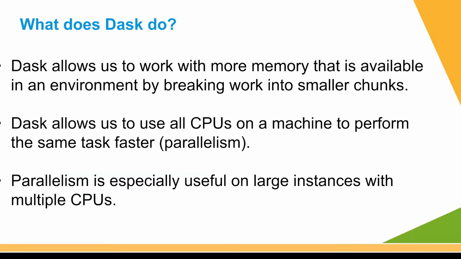So first, what Dask does. It allows us to work with more memory than is available in an environment by breaking our work into smaller chunks. So instead of loading one large contiguous amount of data, it loads smaller pieces and works on the pieces together to get you the end result that you ask for. Dask allows us to use all the processors on a machine to perform the same task faster, and this is called parallelism. It's especially useful in large instances with multiple CPUs.